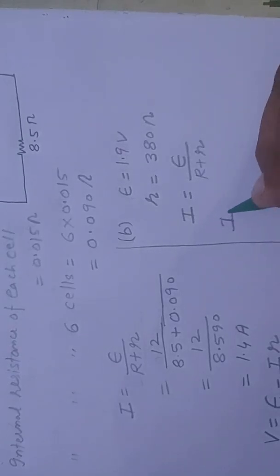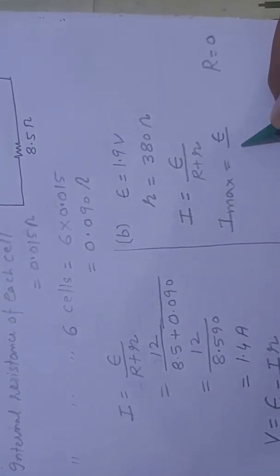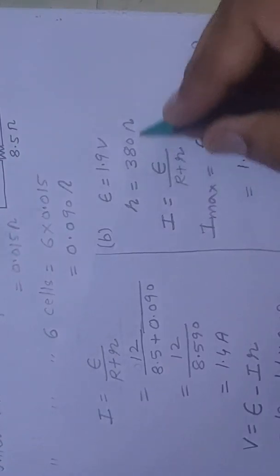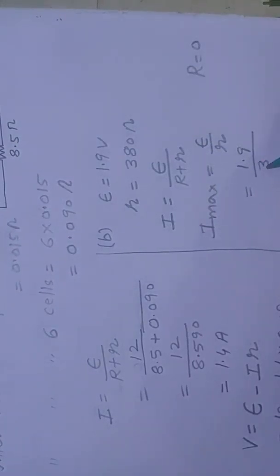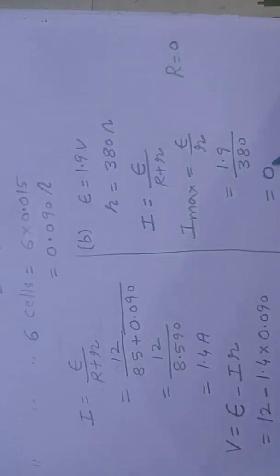Current will be maximum when R is equal to 0. So we get epsilon over r. Here EMF is 1.9, internal resistance is 380. So we get 0.005 ampere current.